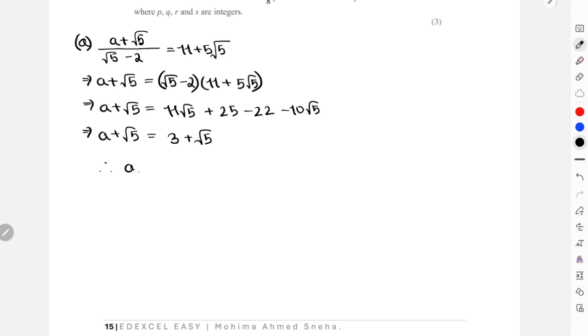Clearly understand that from this part the value for a would be 3, right, because this one cancels out. The value for a is 3 then.